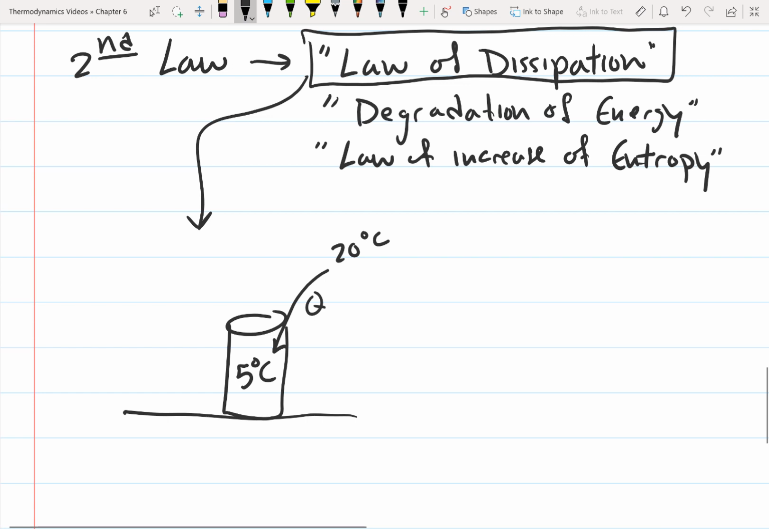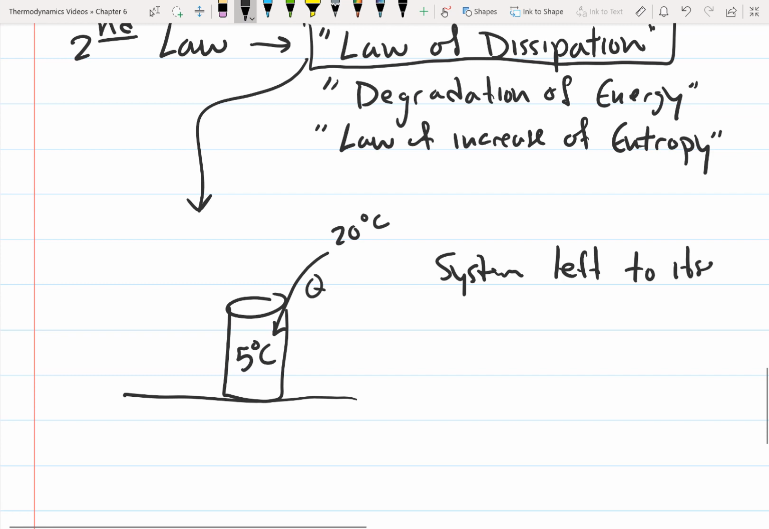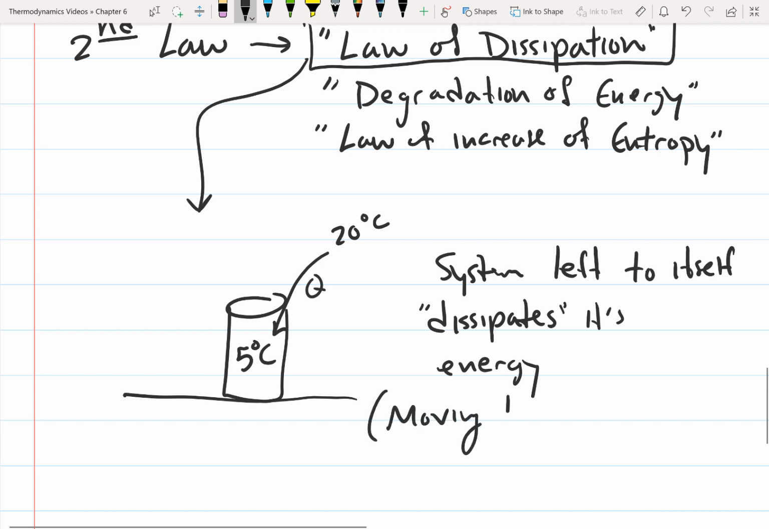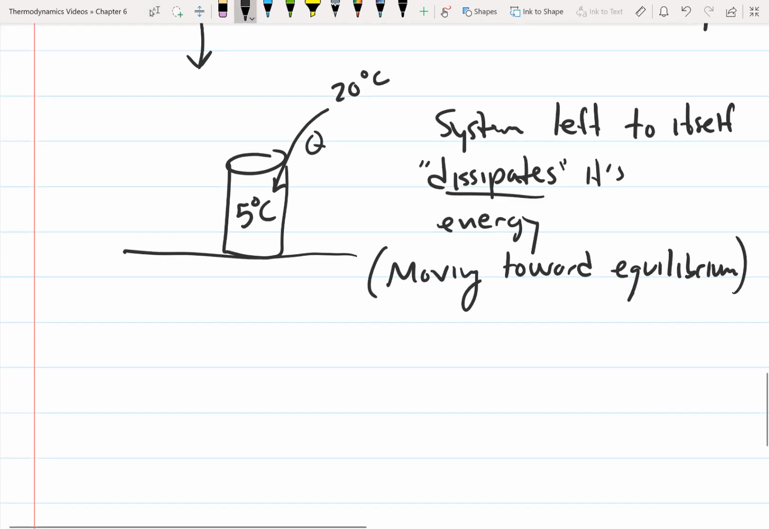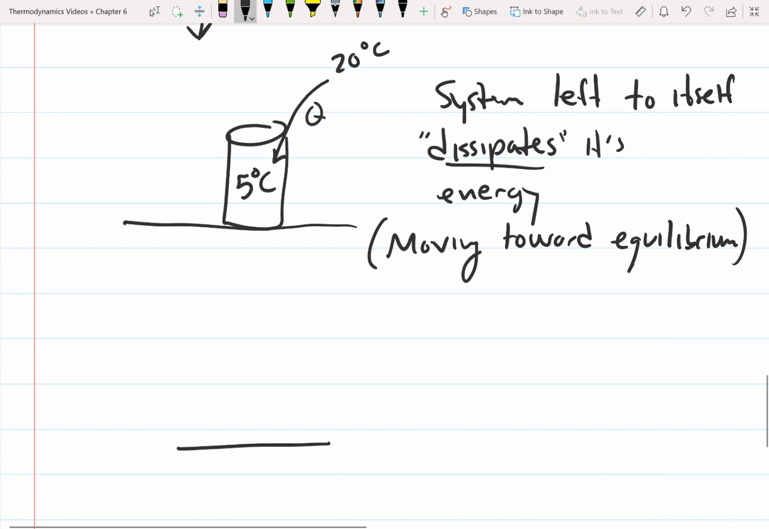So basically a system left to itself dissipates its energy, and what that means is that it's moving toward a state of equilibrium. So what's happening is the energy is spreading out, or dissipating, until it reaches equilibrium. So at equilibrium, these are going to be the same temperature.